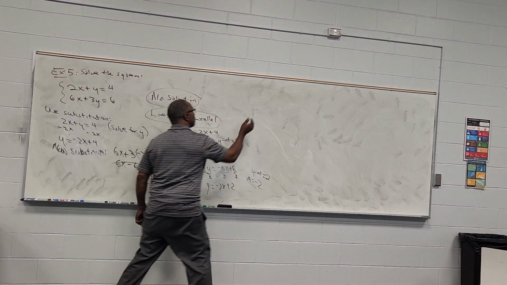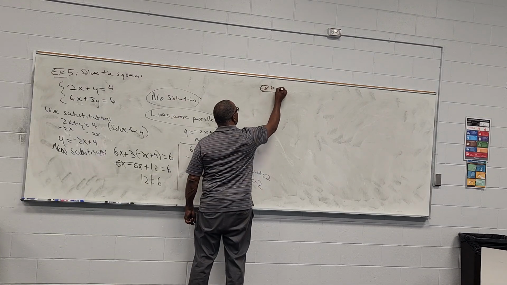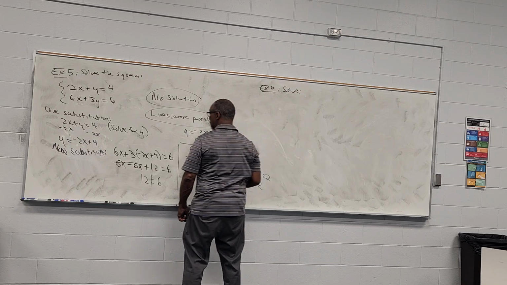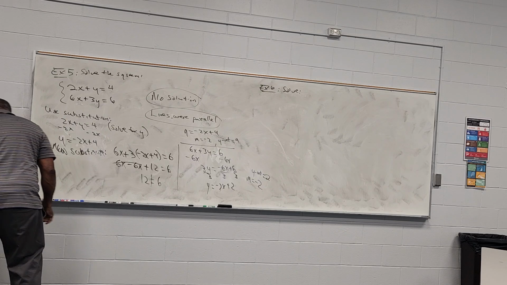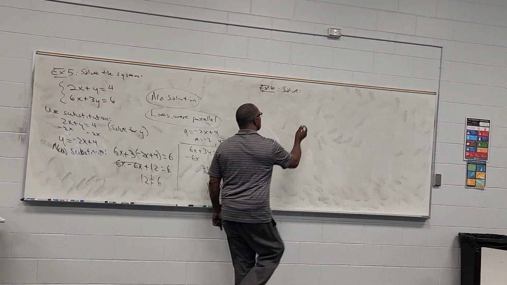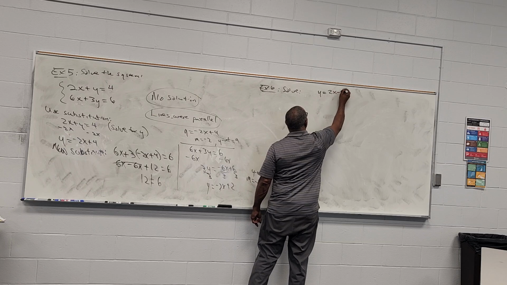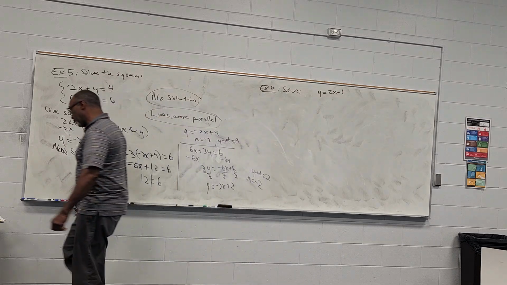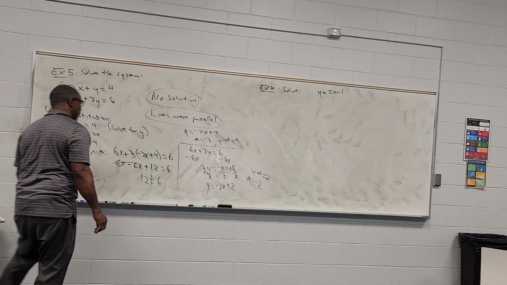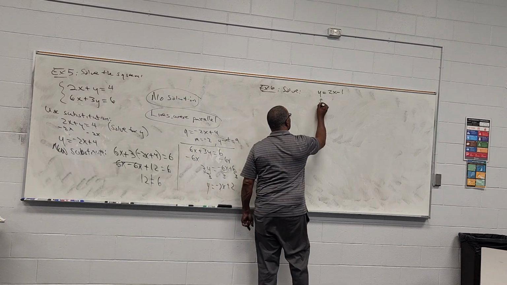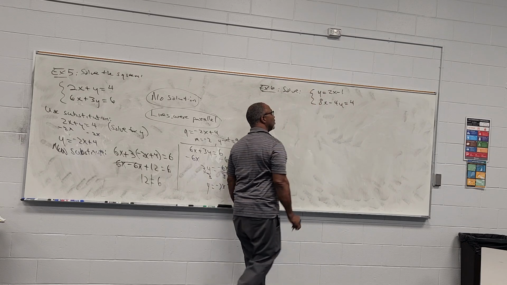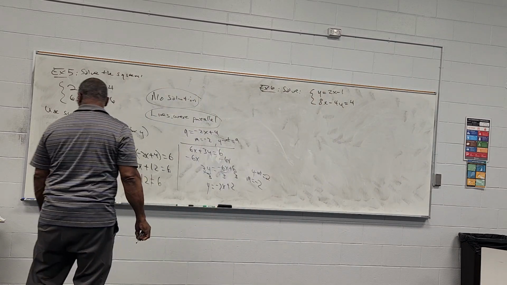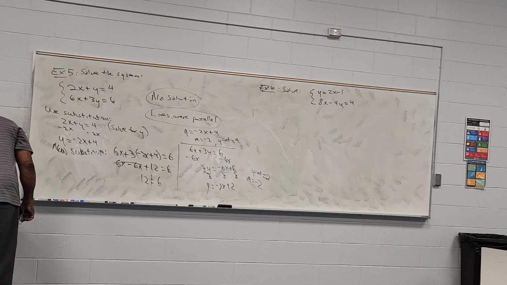Example 6. Solve. This time they say y equals 2x minus 1. Okay? And they say that 8x minus 4y equals 4. There's my system. Okay? y equals 2x minus 1. And 8x minus 4y equals 4.